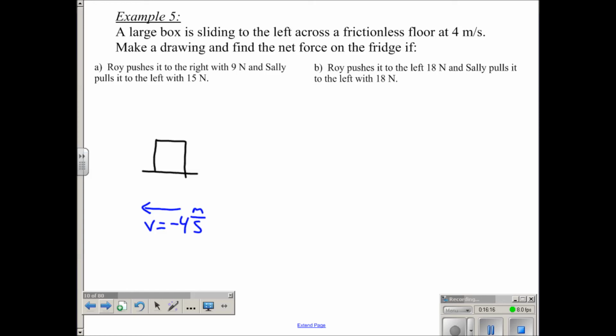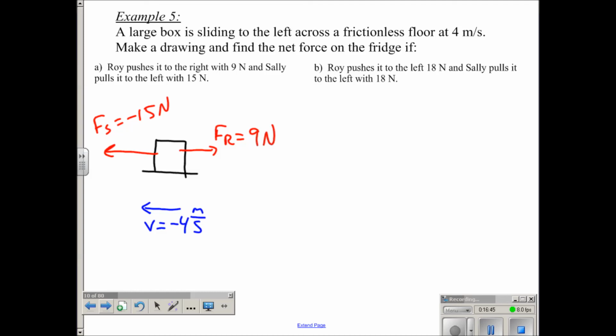And then let's draw in our forces. Let's see. Roy's pushing it to the right. So here's our force of Roy, 9 newtons. And Sally's pulling it to the left with 15 newtons. Notice, make the arrow a little bit longer. Okay, so now they're working against each other. Roy is trying to push it to the right with 9 newtons. Sally's pushing to the left, or pulling to the left, with 15 newtons. So the idea is they're working against each other.